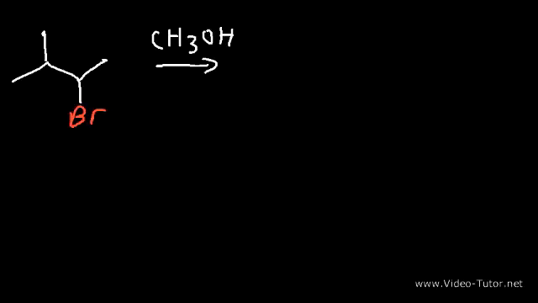So the first step in an SN1 reaction is the formation of the carbocation intermediate. The leaving group has to leave, and we're going to get a secondary carbocation. The reason why this carbocation is secondary is because the carbon that bears the positive charge is attached to 2 other carbon atoms. Now notice that the secondary carbocation is adjacent to a tertiary carbon, and we know tertiary carbocations are more stable than secondary ones.